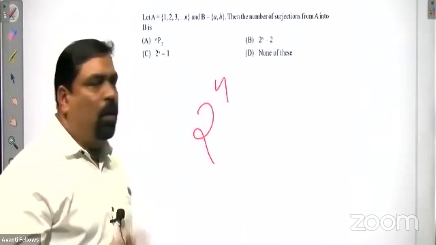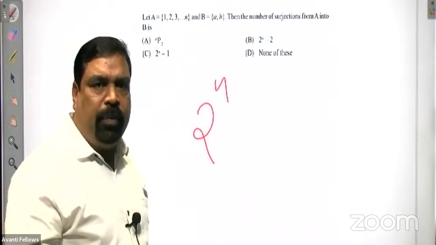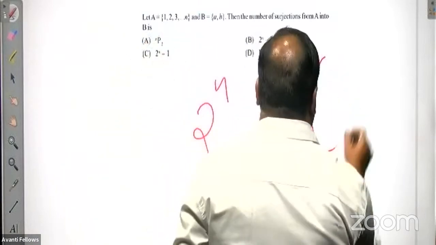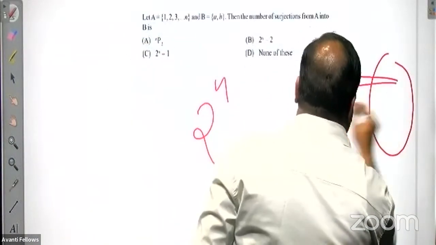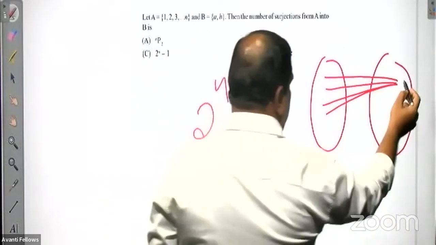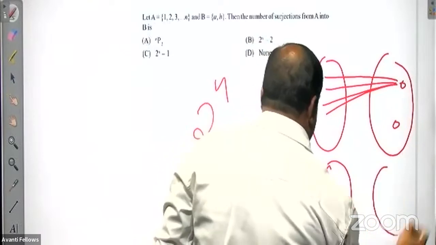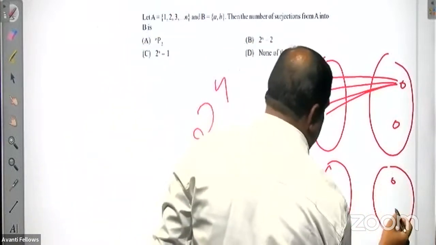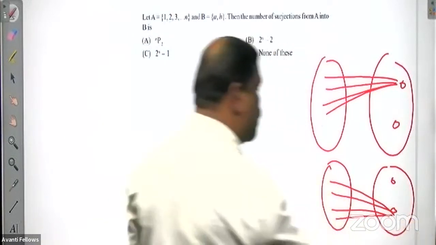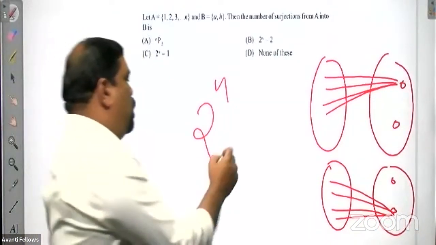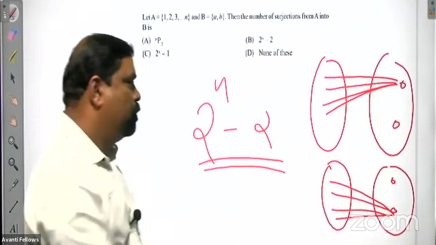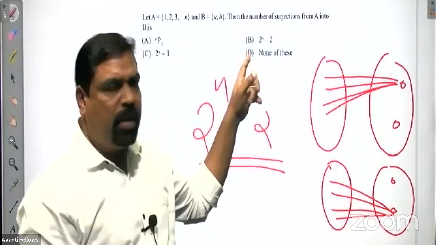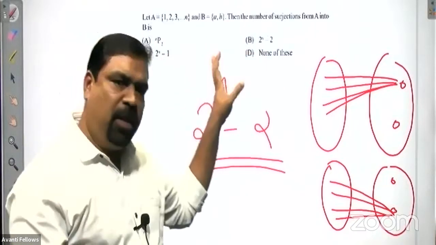And out of that, 2 particular functions will not be onto. All elements will be mapped to one element. All can be mapped to the first element. That is one case. Then the second case, all elements can be mapped to the second element. So if you remove those 2, that will be the answer. So 2 raised to n minus 2. This is a problem from the NCERT exemplar book. A similar problem was asked in the term 1 examination also.